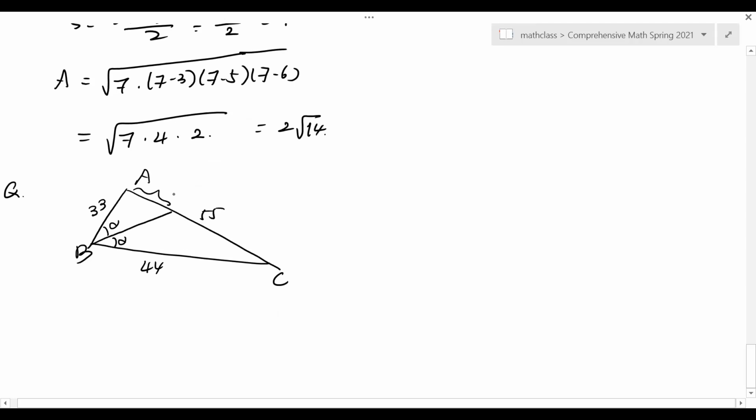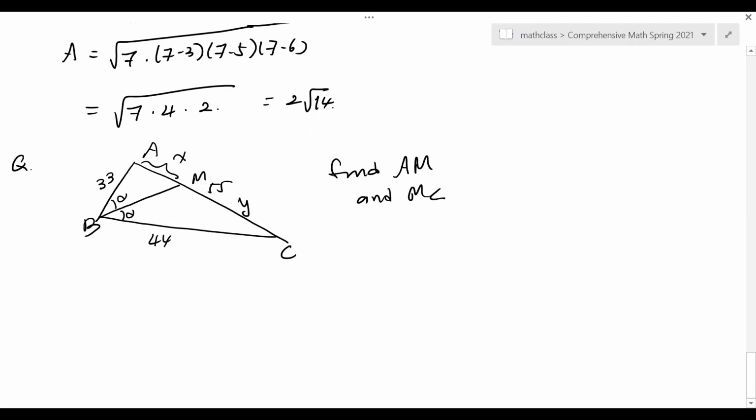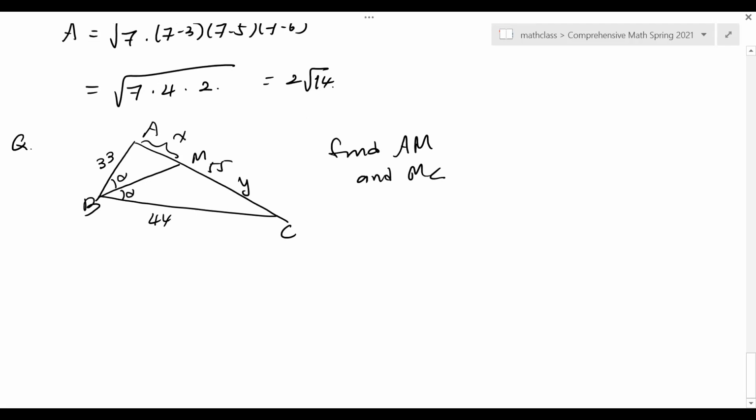So if this is M, we want to find AM, and MC. That's called Y, and that's called X. X plus Y is 55. So once you find one, you can find the other.